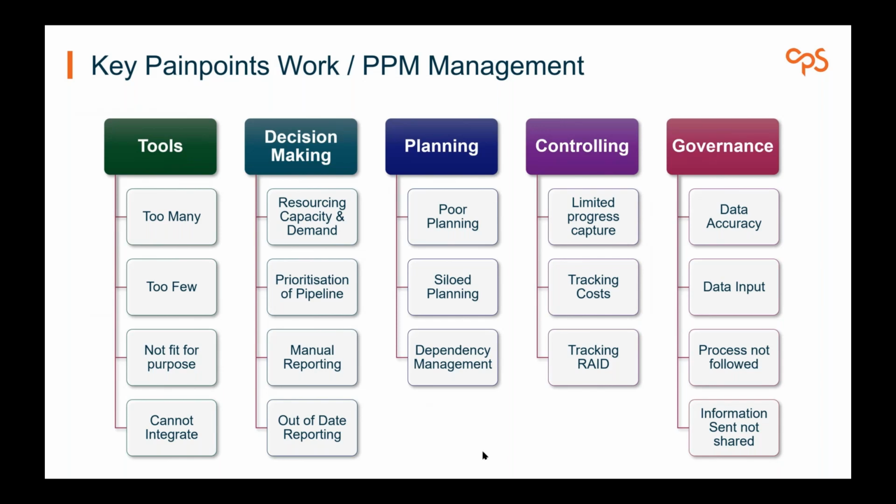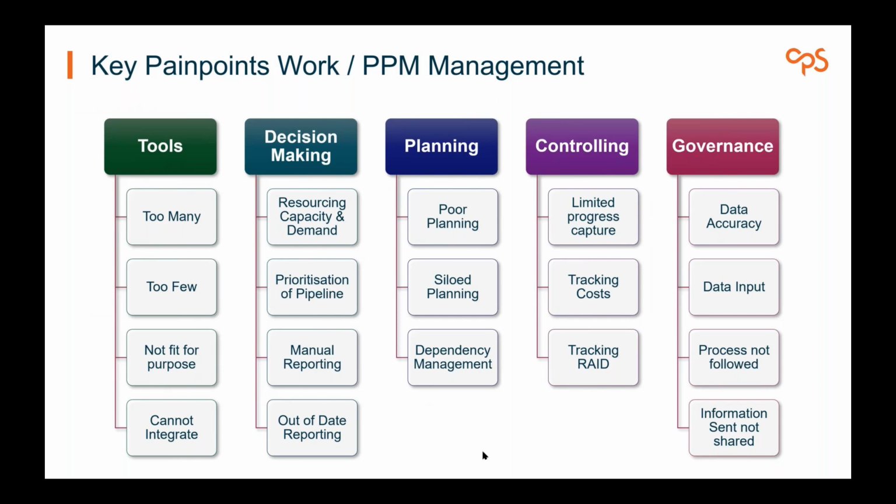Because of this, it can result in poor planning. So we aren't aware of what resources we have across the board. We aren't aware of the capacity of those resources. And that can result in double booking resources. It can result in not understanding project timelines appropriately. And that's what happens when we have this silo planning, is what we call it.